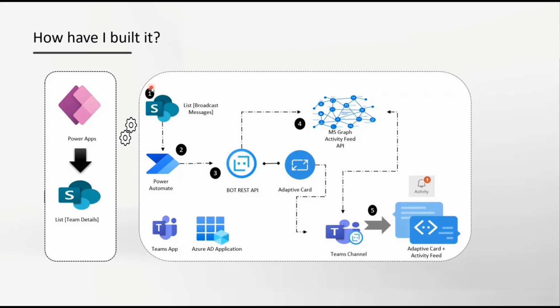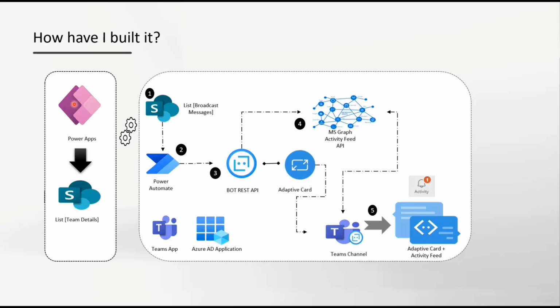So here, as you have seen, we have a Power App which is connected to a SharePoint list. This SharePoint list has all the details about the team. Whatever teams I have, as a communicator or as a publisher, all the details about those stores or teams are stored in this list. It has details like the group ID, the team channel ID, the team ID, etc.